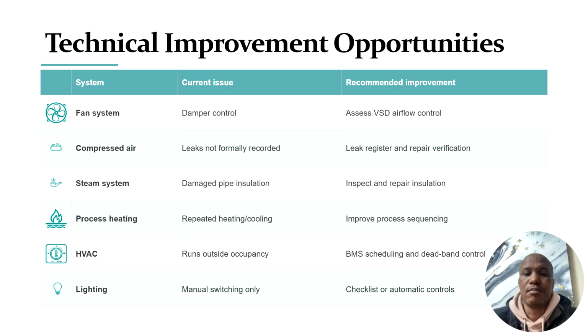Several other technical improvements were identified. The fan system uses dampers for flow control, which creates pressure losses. The compressed air leaks are reported informally and should be managed with a formal leak register. Damaged steam insulation causes heat loss and should be repaired. Process heating should be reviewed to reduce repeated heating and cooling. HVAC should use BMS scheduling and deadband control, while lighting can be improved through checklists or automatic control.